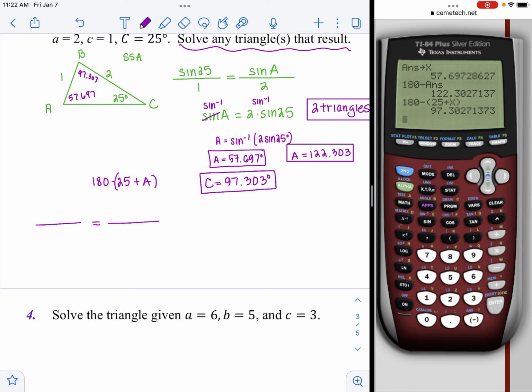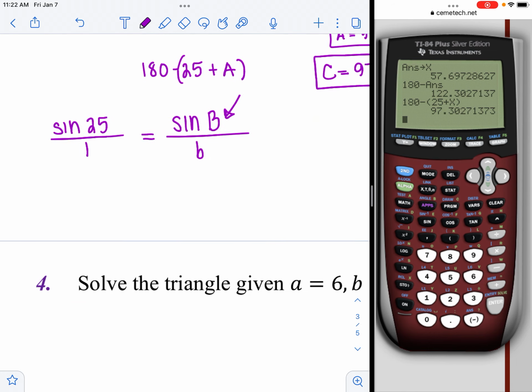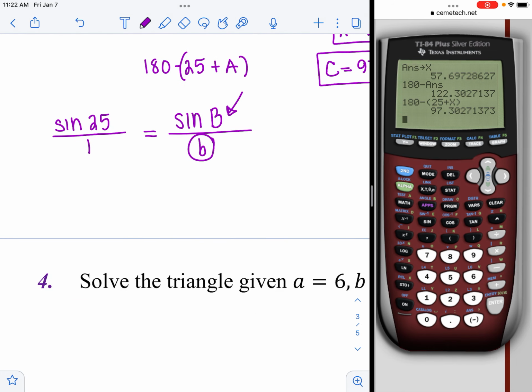that. I'll do that off to the side over here. So I'm going to do the ratio that I do know from the start, which was sine of 25 over 1, is equal to, and now I need side B. So I'm going to do the sine of angle B, which is the 97.303. So you can put 97.303 right here, or you can put angle B. I'm just going to put angle B and then remember that it's 97.303, so I can use this more than once. All right, remember you're solving for side B here.